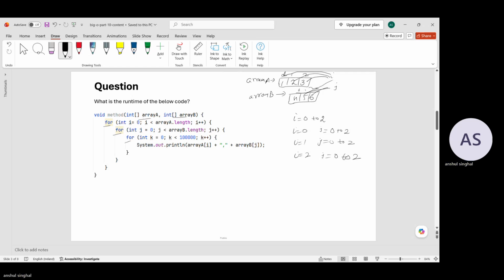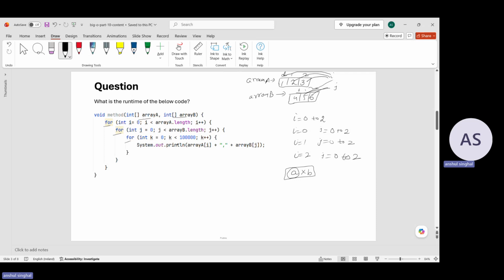So it means that if my array A has length A and array B has length B, then this is the total number of times my first and second for loops will execute: A times B, if A is the length of array A and B is the length of array B.